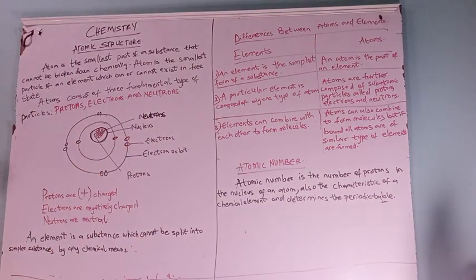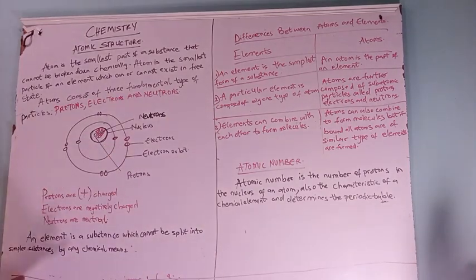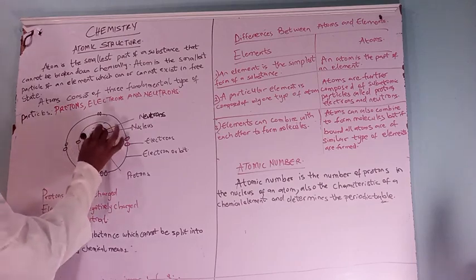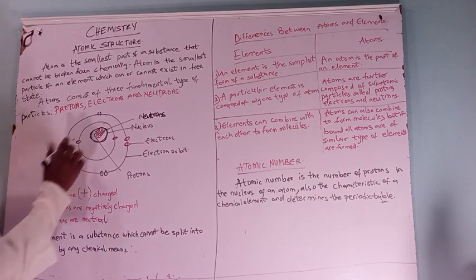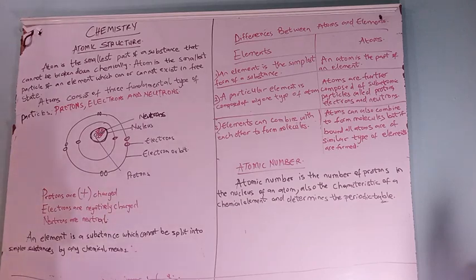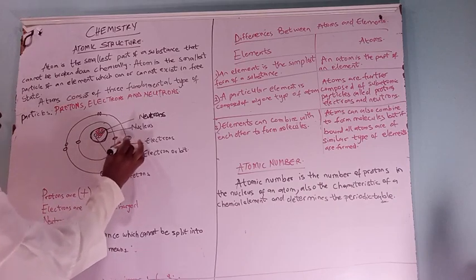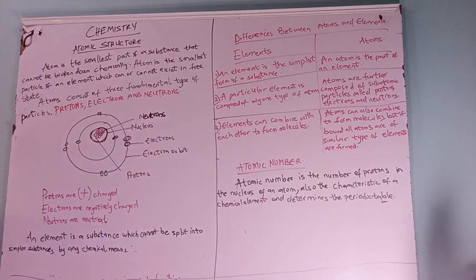Atoms consist of three fundamental types of particles. We have protons, electrons, and neutrons. Take an image of an atom, an example of an atom. We have this. This is the nucleus. The nucleus consists of neutrons and protons, and we have an electron orbit which has electrons on it. Protons are positively charged, electrons are negatively charged. Neutrons are neutral.